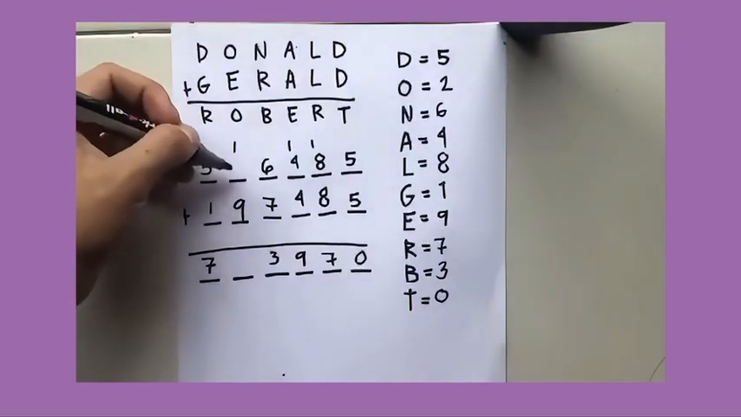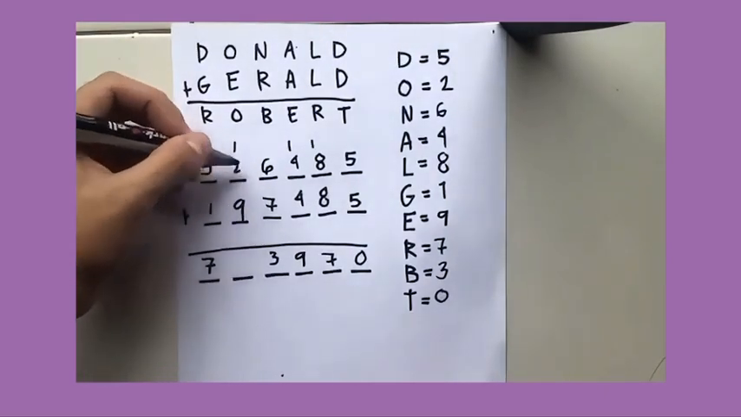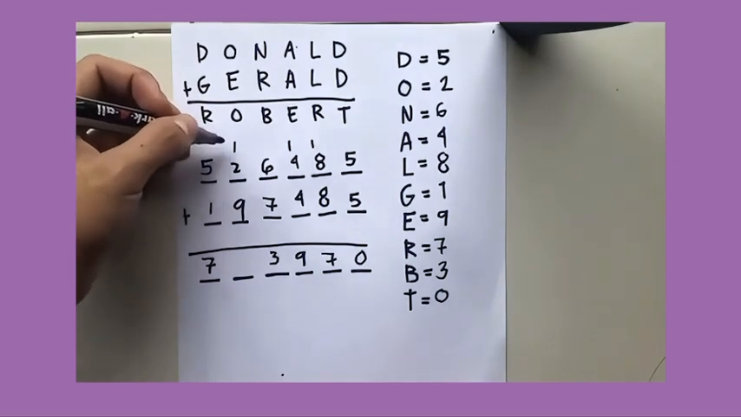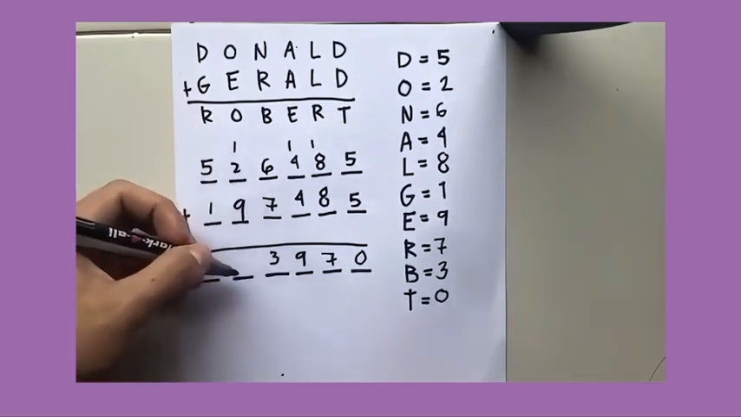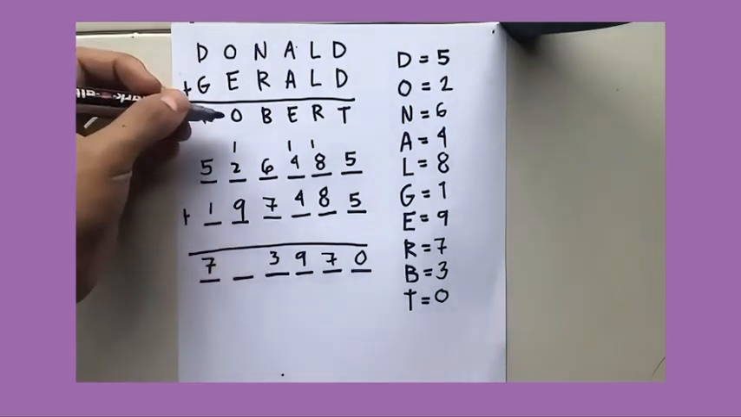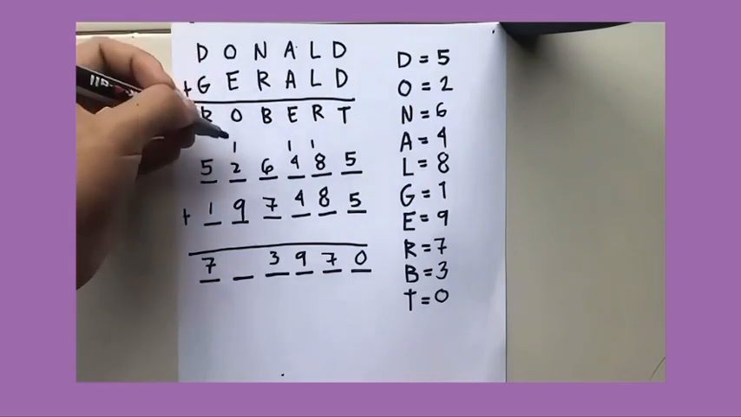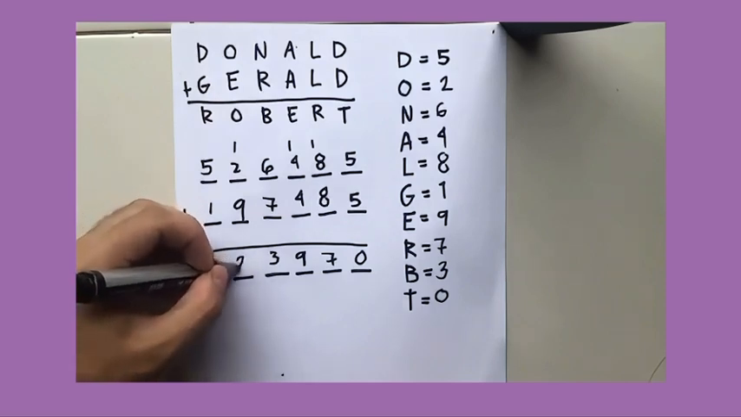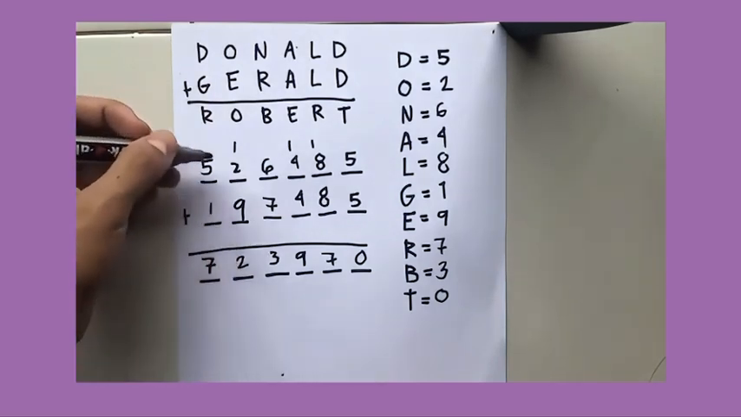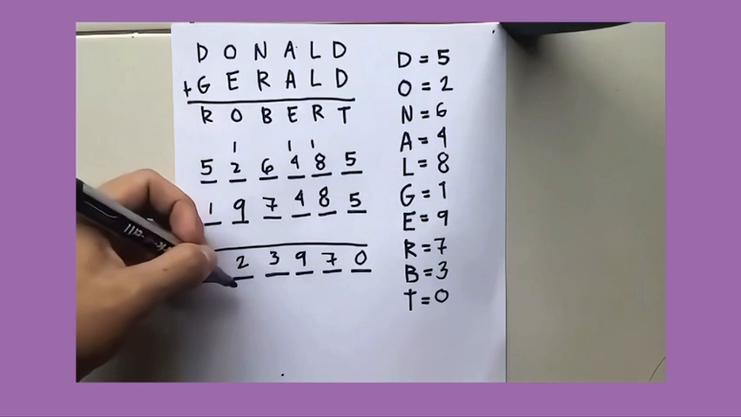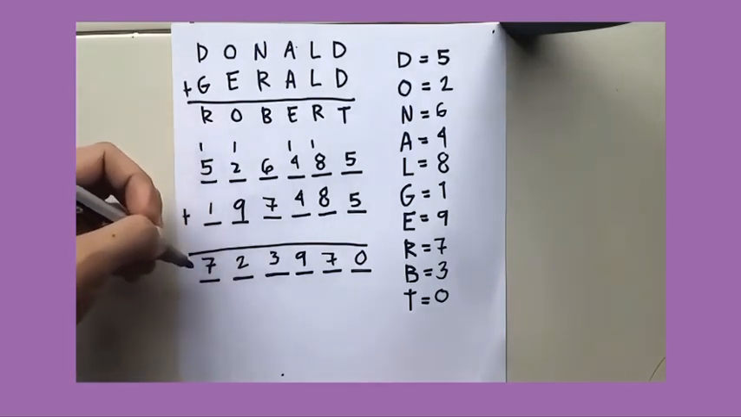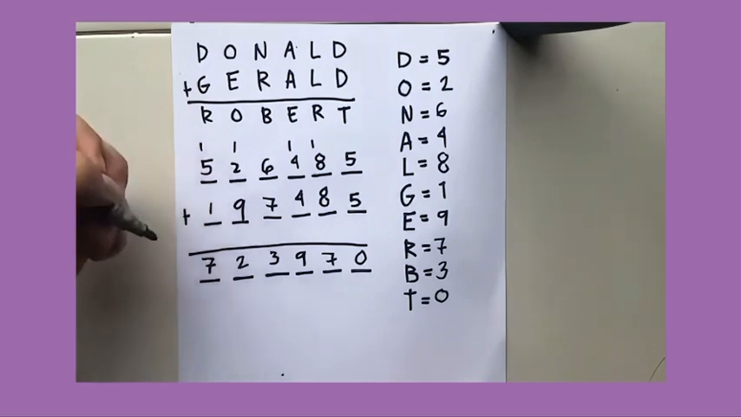So 9, we put 2 here. 9 plus 2, that is 11, plus 1, that is 12. So we can say that this is also 2 because O is the same here. There's the same O, so we can assume that this is 2. And 9 plus 2 plus 1, that is 12. Carry 1. So 5 plus 1 plus 1, that is equal to 7.